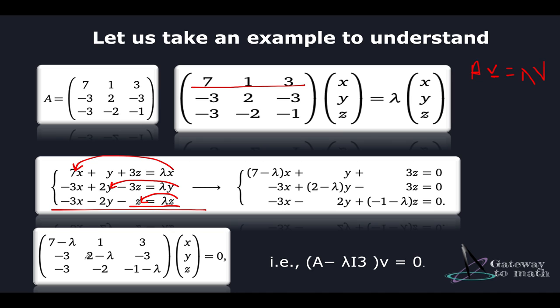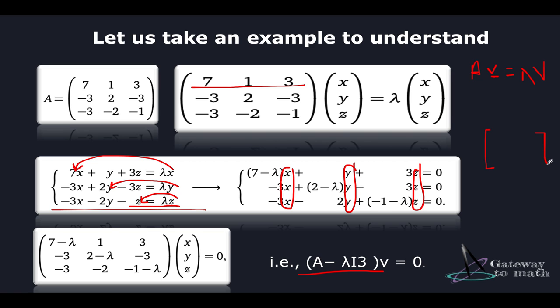Now let's take the variables outside again. We've taken all the x's out, all the y's out, and all the z's out. So the left expression is the matrix with rows (7 minus lambda, 1, 3), (minus 3, 2 minus lambda, minus 3), and (minus 3, minus 2, minus 1 minus lambda), multiplied by x, y, z, equals 0. Which is very similar to what you will get if you multiply lambda with an identity matrix and then subtract it from A.